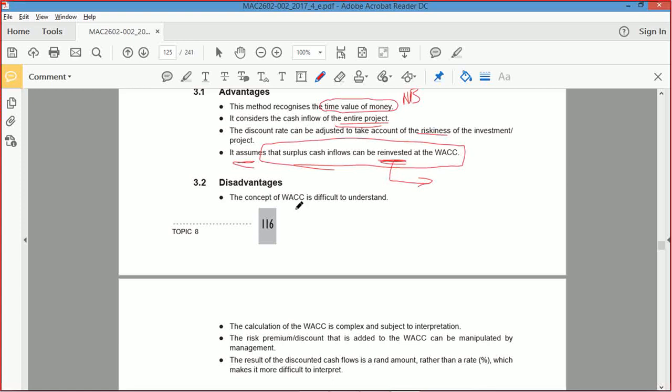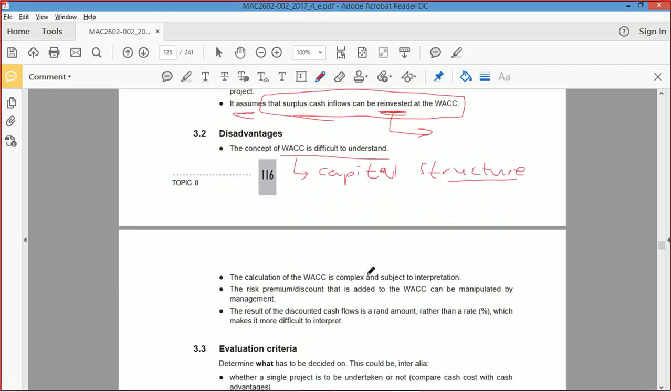Okay, disadvantages. Well, WACC is difficult to understand. Okay, because remember, WACC is going to be based on your capital budgeting, or your capital structure. Okay, so obviously different companies have different views. Okay, some might use more debt, some might use more equity, depending on their risk profile. Okay, so companies that are more aggressive would use more debt. Companies that are more conservative would use more equity.